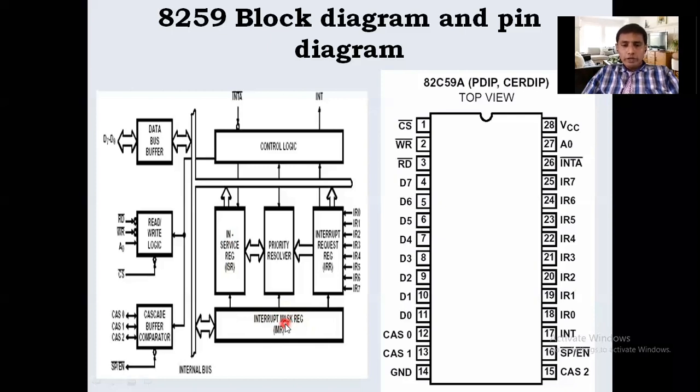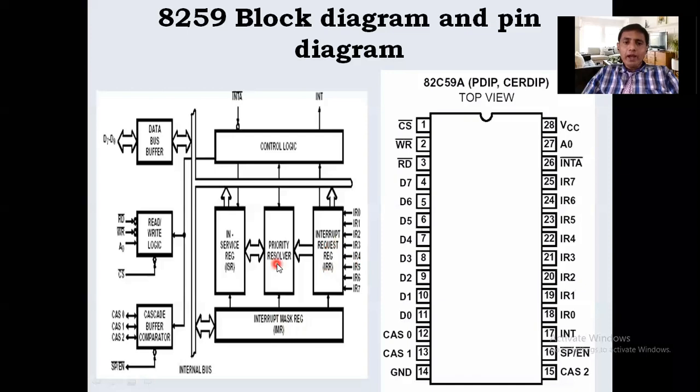Whenever any interrupt is masked with the help of the program or software, that particular interrupt request is not recognized by the interrupt request register. Like that, we have the interrupt mask register.